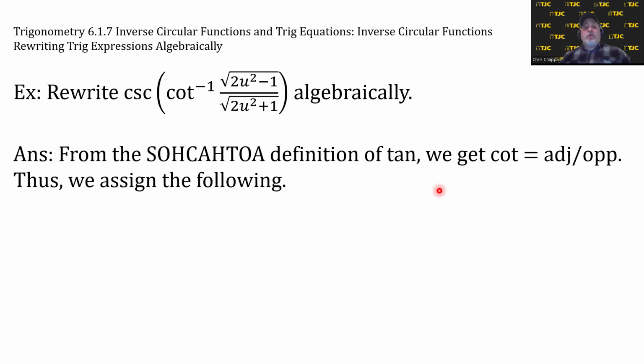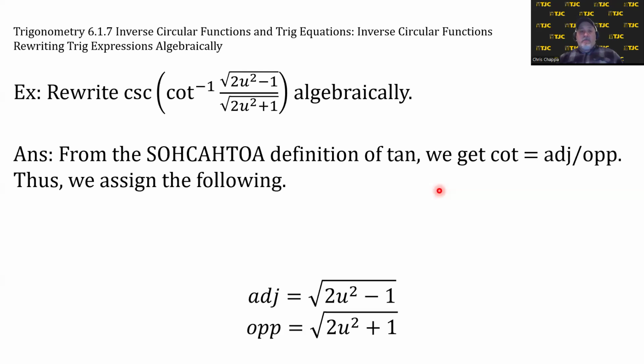So let's just go through our process. From the SOHCAHTOA definition of tangent, we get cotangent is adjacent over opposite. So we're going to assign the following. Adjacent is square root of 2u squared minus 1. Opposite is square root of 2u squared plus 1.